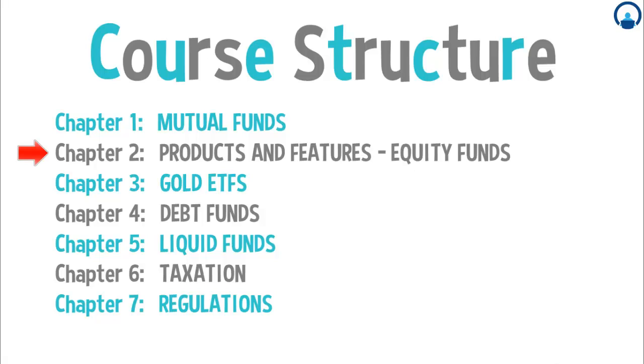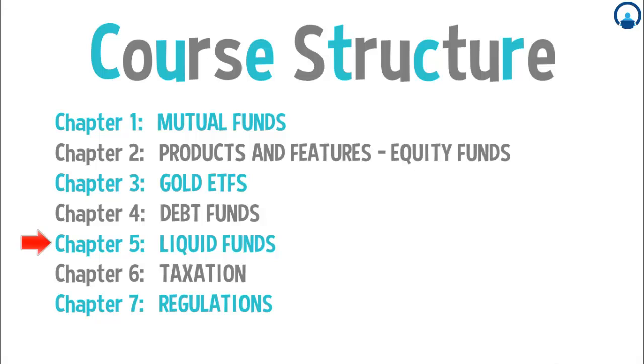Then moving to the second chapter, we have something called products and features. What are the mutual fund products? We have something called equity funds. We are going to understand what are equity funds as well as their features. Again we move on to the third chapter, understanding gold ETFs. Then in the fourth chapter we have something called debt funds. We are going to understand how the debt funds function.